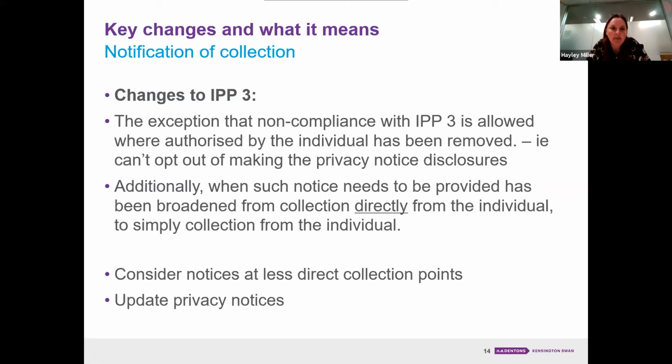As I said, a lot of the IPPs haven't changed too much. One change, though, is IPP3, and that's the one with the checklist of disclosures in terms of privacy notices. There was an exception where an individual has authorised that you don't actually have to tell them. So essentially, there was an ability to contract out with an individual of IPP3. I must admit, I hardly ever saw it. It has been removed. You no longer can opt out of making privacy disclosures.